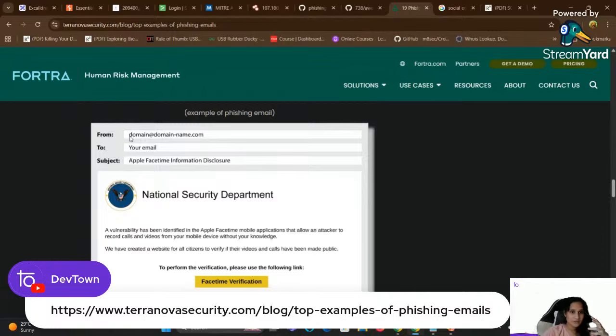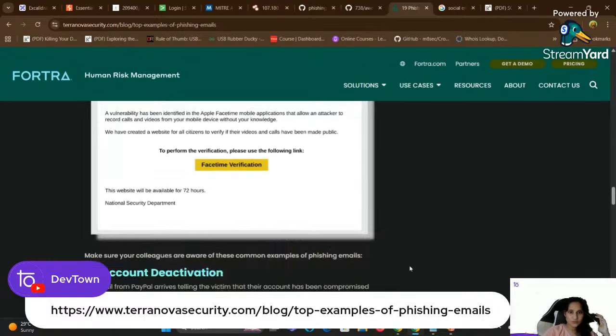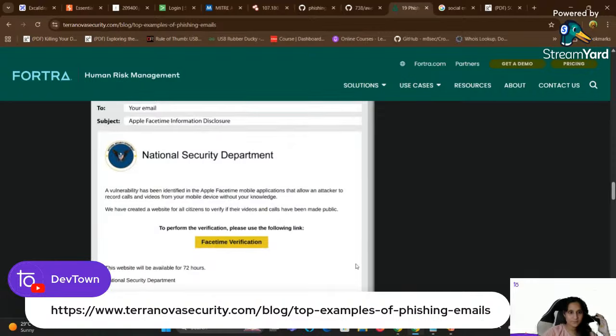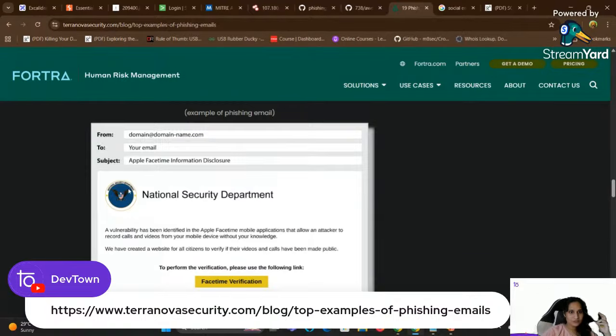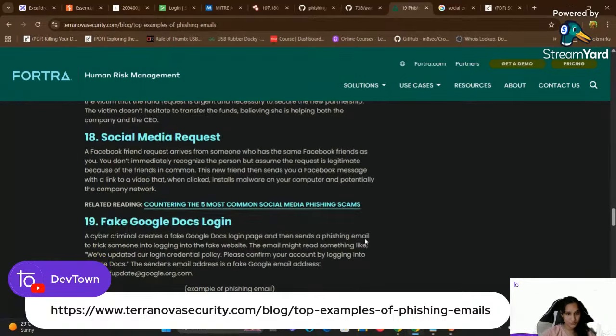Here you can see domain at the rate domain and the name.com. So what we are looking at is that you just looked at it and trusted that it is coming from a valid email address, but you do not check whether the sender is valid or not, because it's normal for common people to trust that it is coming from a valid address or a valid person. So that's one of the biggest cases and one of the examples they have shared here.